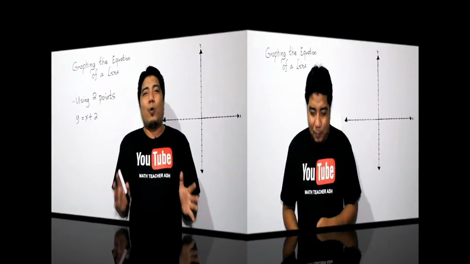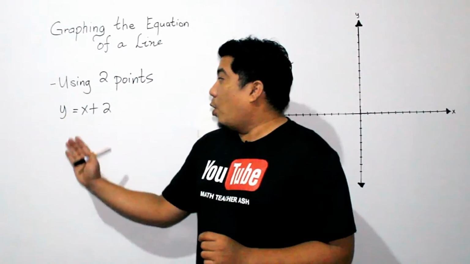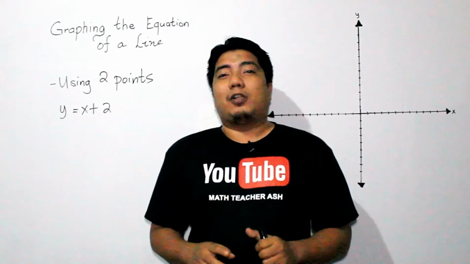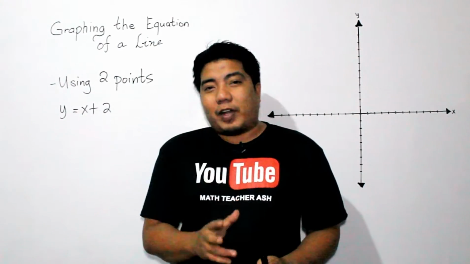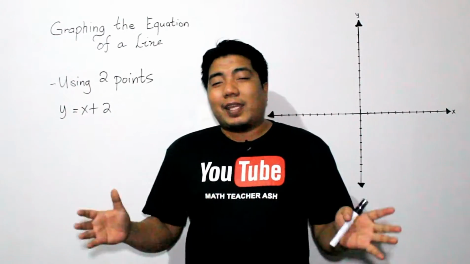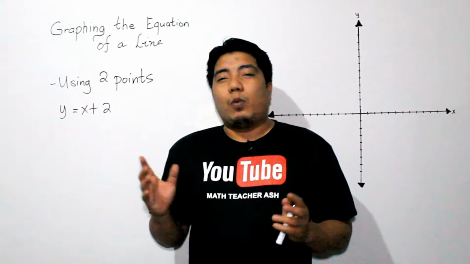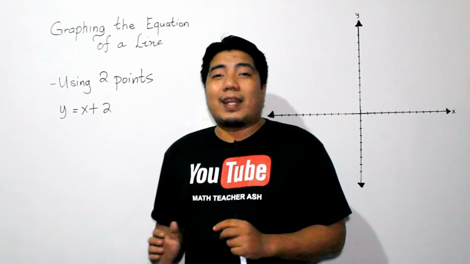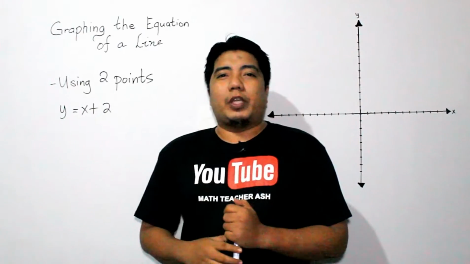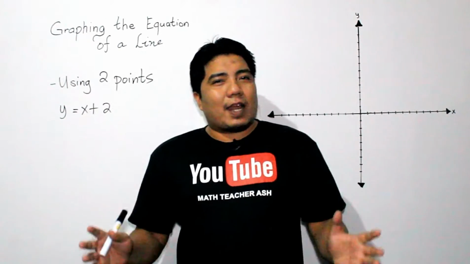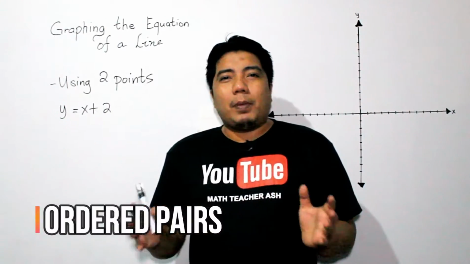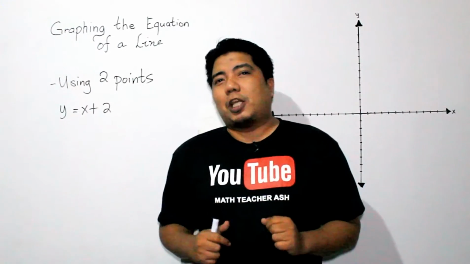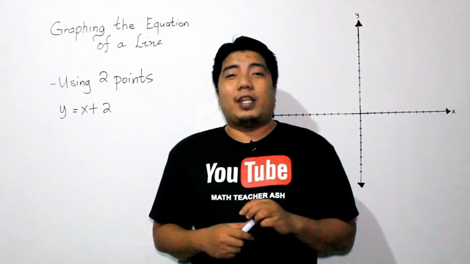So, let us start. Okay, math learners, we are here with an example, y is equal to x plus 2. This is a linear equation in two variables because the two variables are x and y, and the highest degree is the first degree, which is a linear equation. Now, how do we graph this equation using two points? Remember that in graphing, we need ordered pairs, meaning the coordinates of the points in order to plot them in our Cartesian plane or the rectangular coordinate system.